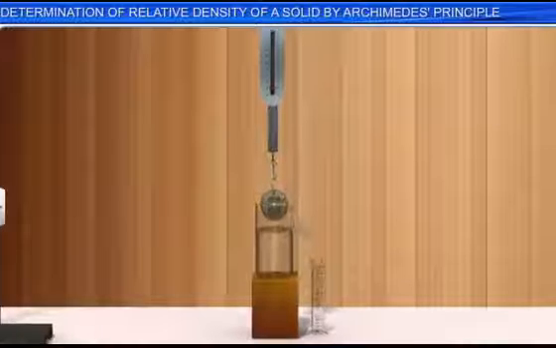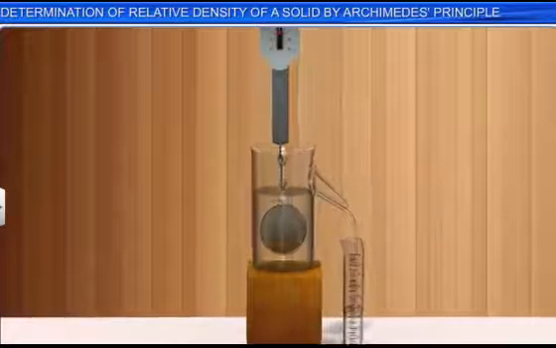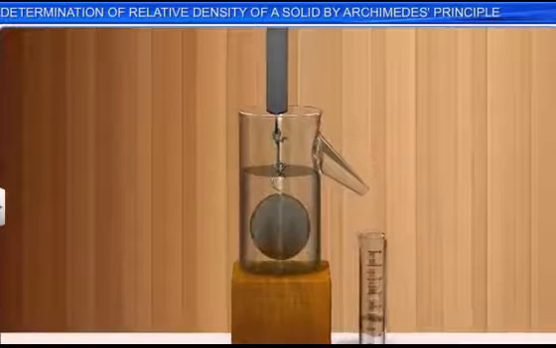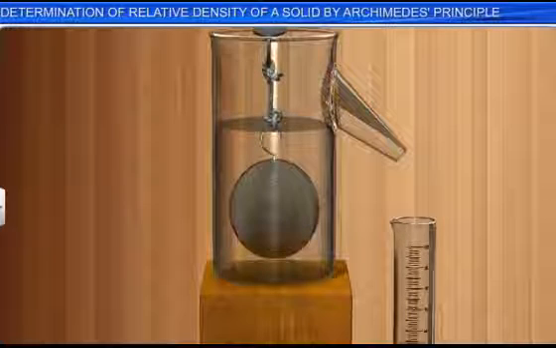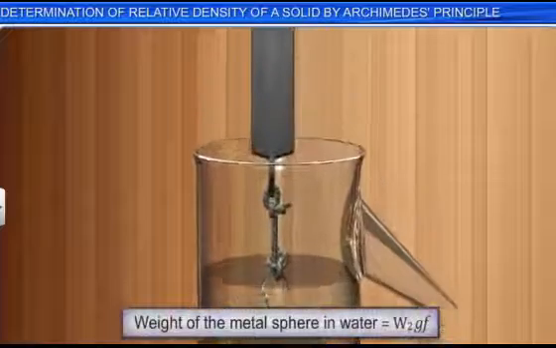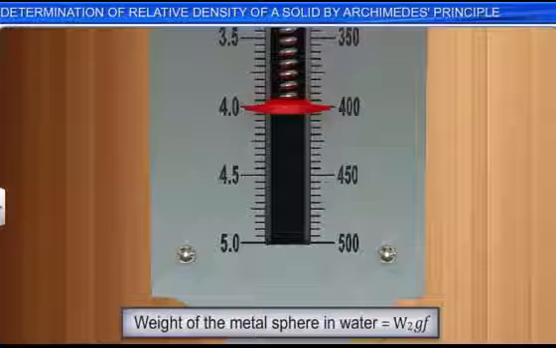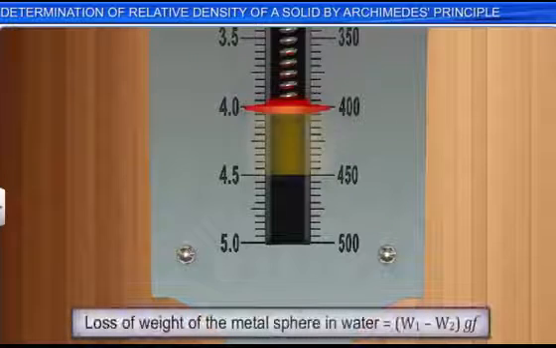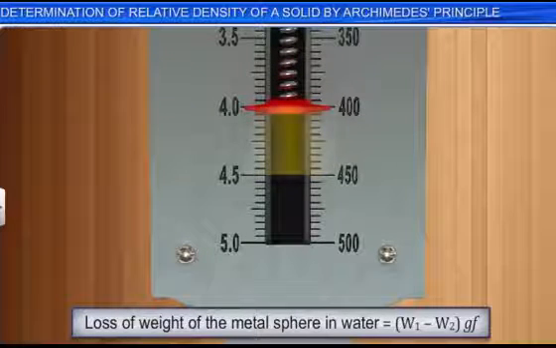Ensure that the metal sphere does not touch the sides of the vessel. Also check that no air bubbles are trapped on the surface of the immersed sphere. Note the weight of the metal sphere. Let it be W2 gram force. You will observe that there is some loss of weight. This loss of weight of the metal sphere in water is equal to W1 − W2 gram force.